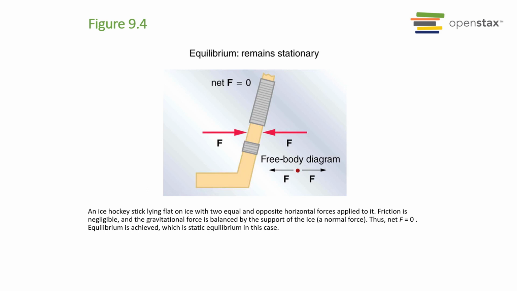Here we have a hockey stick with two forces acting in opposite directions at the same location on the stick. The end result is a net force of 0, which means there is no net force acting on the stick, which is defined as an equilibrium state.